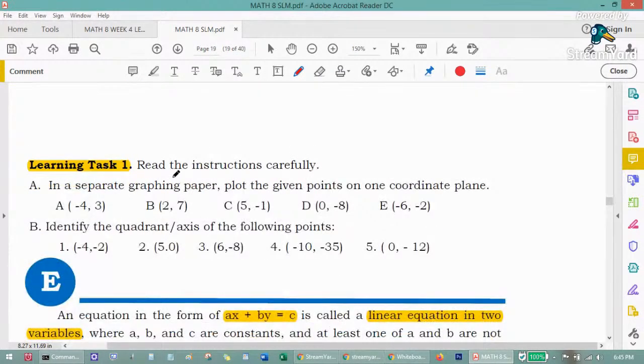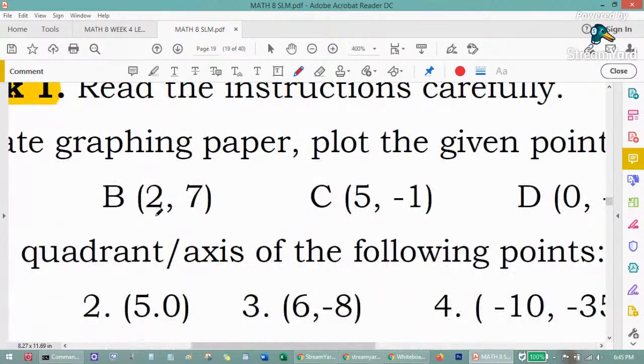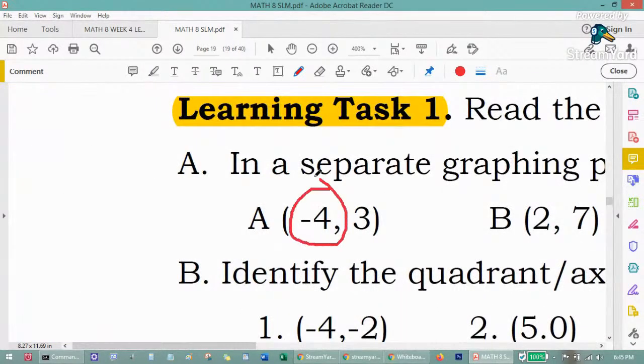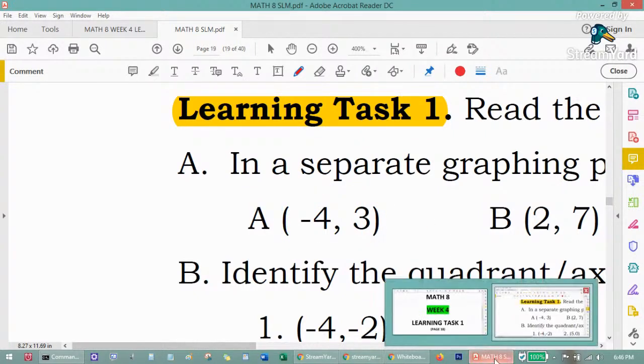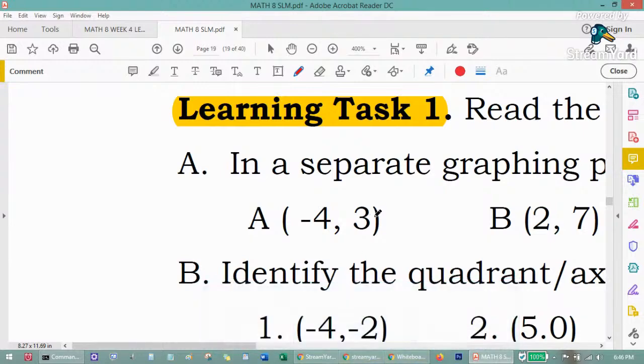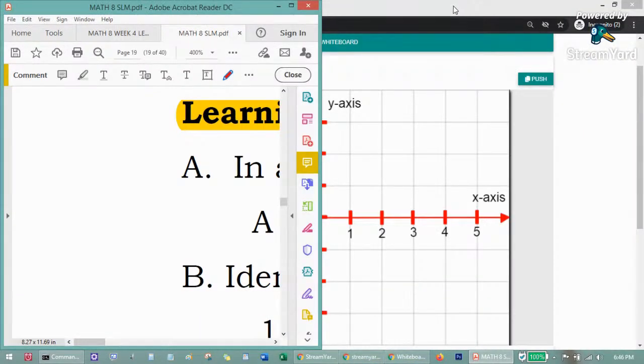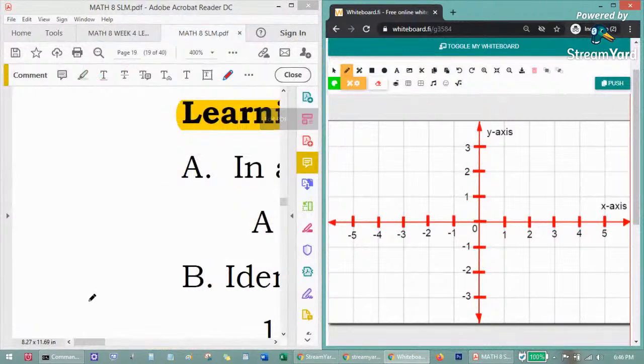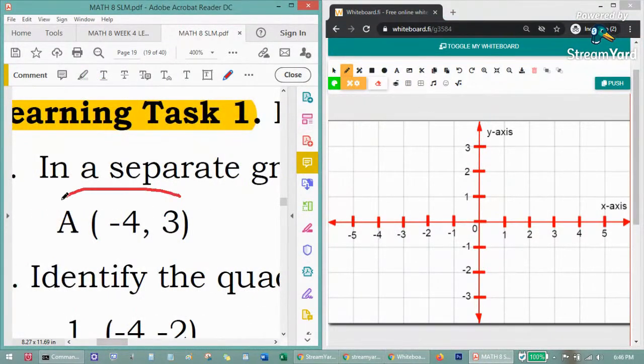So, learning task number 1. Nasaan daw ang negative 4 and positive 3? Nasaan daw ang X is negative 4 and Y is positive 3. Ito yung X natin. Ito yung Y coordinate natin. No? X coordinate, Y coordinate.